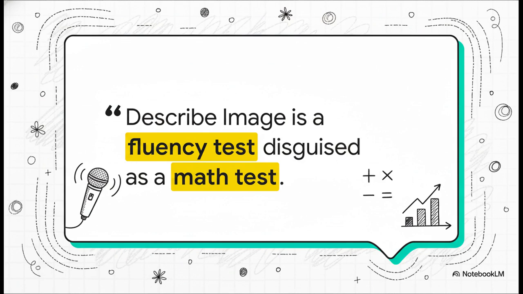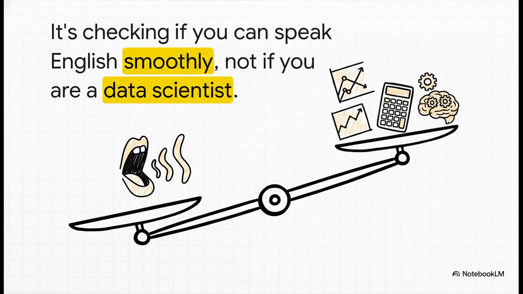The Describe Image task looks like it's testing your ability to understand charts and data, but it's not. It is actually a test of how fluently you can speak English, and it's just pretending to be a math test. Let me be crystal clear. The computer that's grading you does not care if you have a brilliant analysis of the data. It's listening for one thing and one thing only. Can you speak English smoothly and continuously for 40 seconds? That's it. That's the real test. Speaking without long pauses is how you get the big points.